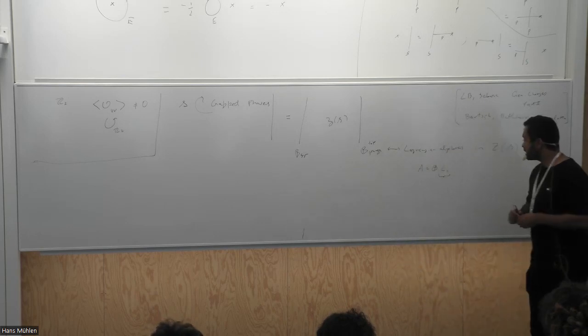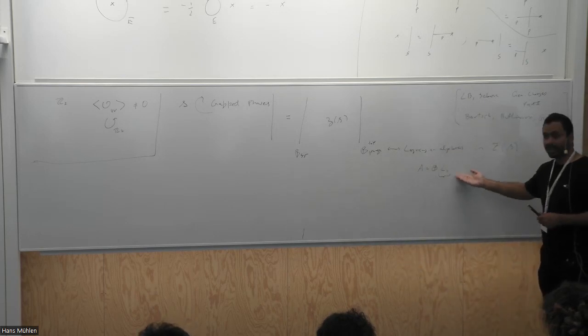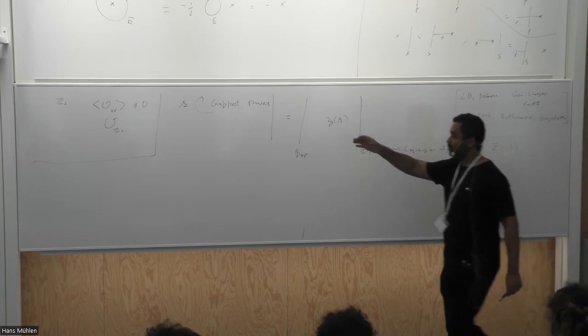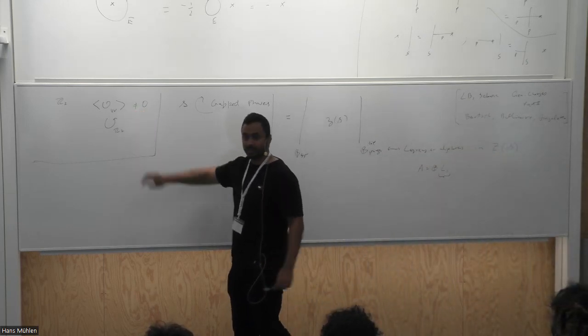So why is that the case? It's because these generalized charges survive in the infrared theory, which is precisely what it means to have a non-zero vev in the ultraviolet.